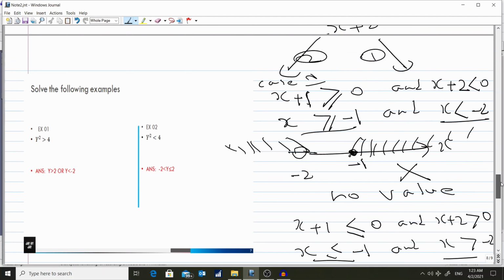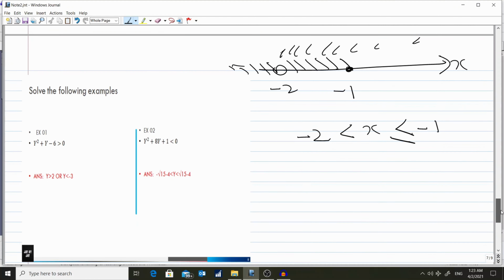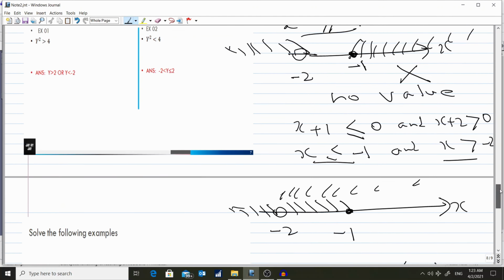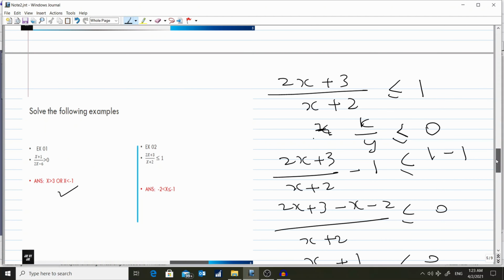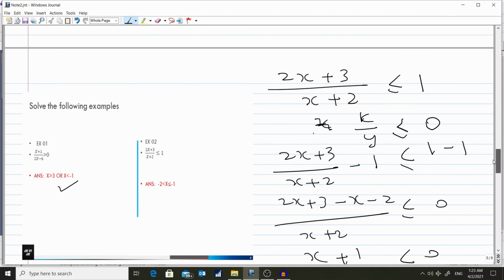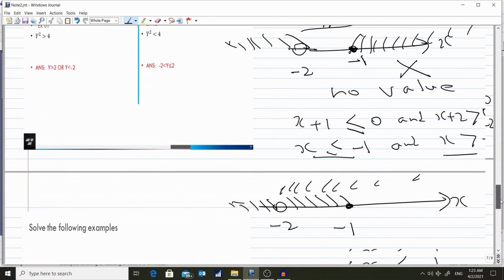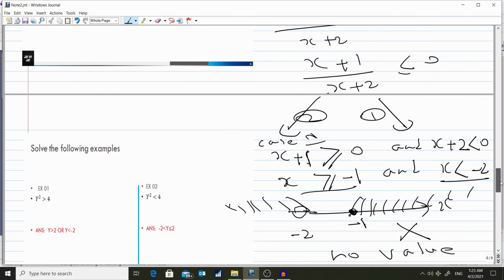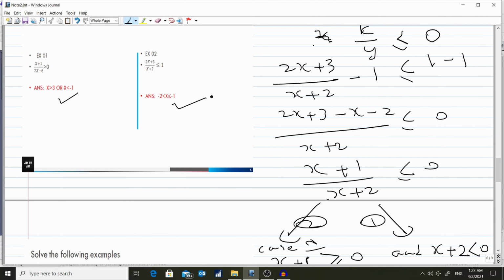In case 1 we don't have any value, so therefore from this one we have a value. So this is the answer for the given example: x greater than minus 2 and less than or equal to minus 1. You can see that our answer is also correct with the given answer.